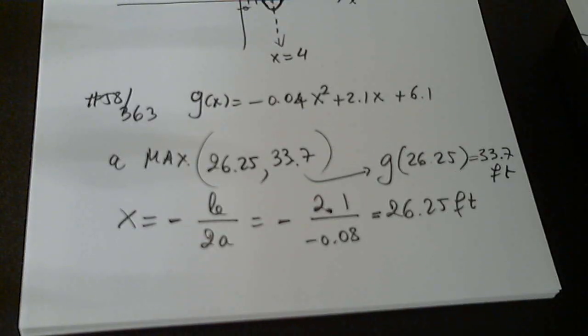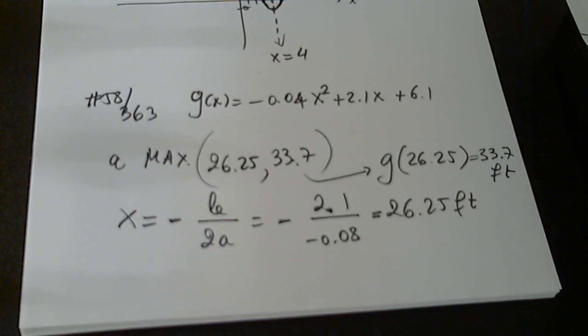So, what is the maximum height? We determined it, 33.7. What is the shot's maximum horizontal distance? Of course, this makes no sense. I have to find the horizontal distance first. I cannot find the maximum height first. I already found this. It's 26.25.